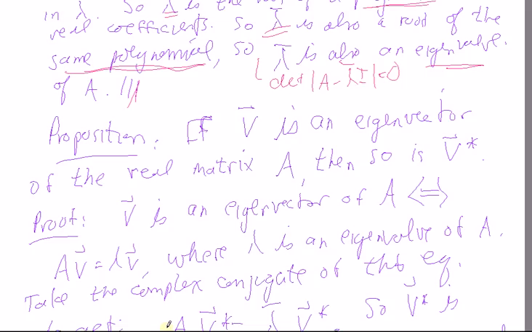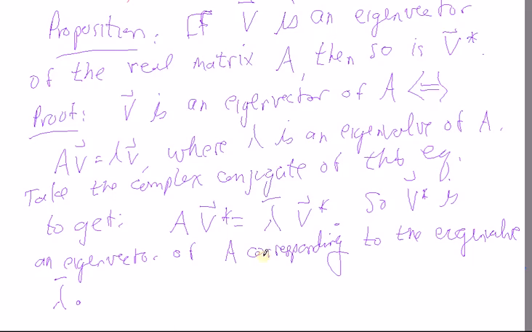Now, last proposition. If the vector v is an eigenvector of the real matrix A, then so is its complex conjugate. Again, the complex conjugate of a vector, you simply take the complex conjugate of all the entries in the vector. Okay? So here we're saying if v is an eigenvector of A, then so is v star. So for the proof, let's start with the presumption that v is an eigenvector of A. What does that mean? The defining condition for an eigenvector is that Av equals lambda v, where lambda is an eigenvalue of A.